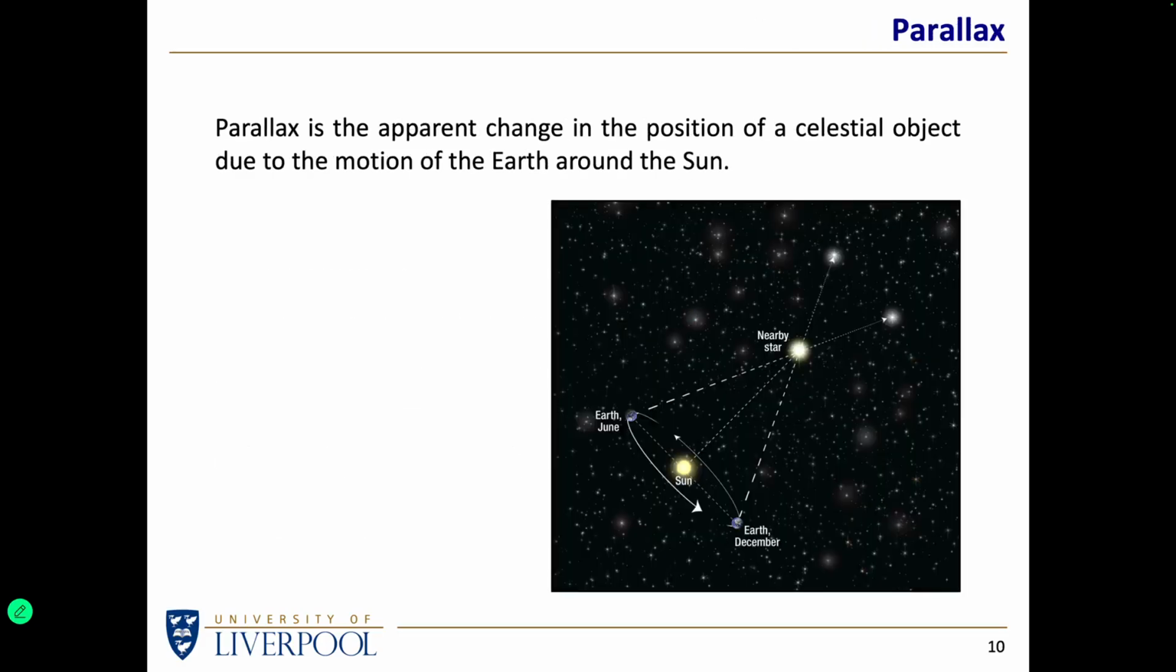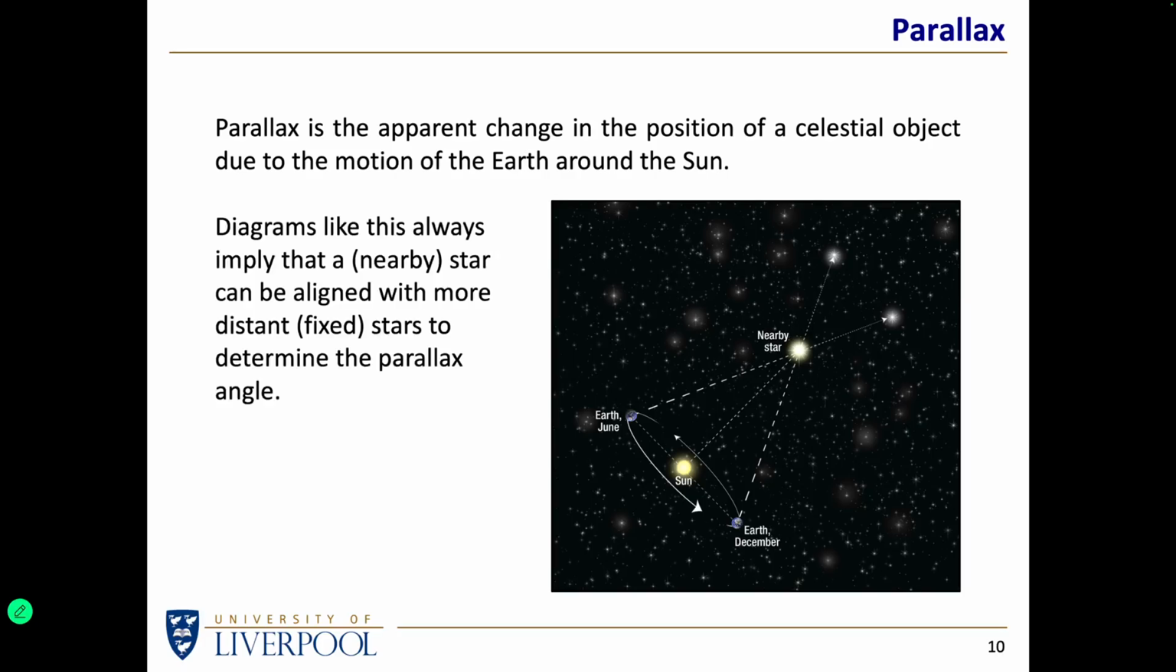So distance is important. How are we going to get distance? Well, perhaps you're already familiar with the idea of parallax, the apparent change in the position of an object due to the motion of the Earth around the Sun, as indicated by that diagram on the right.